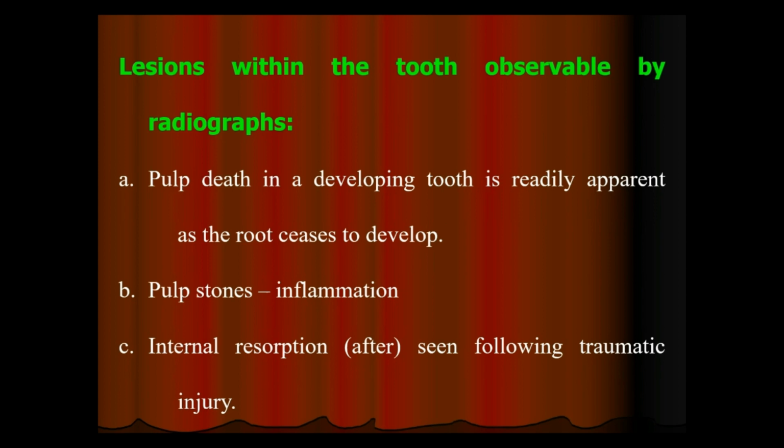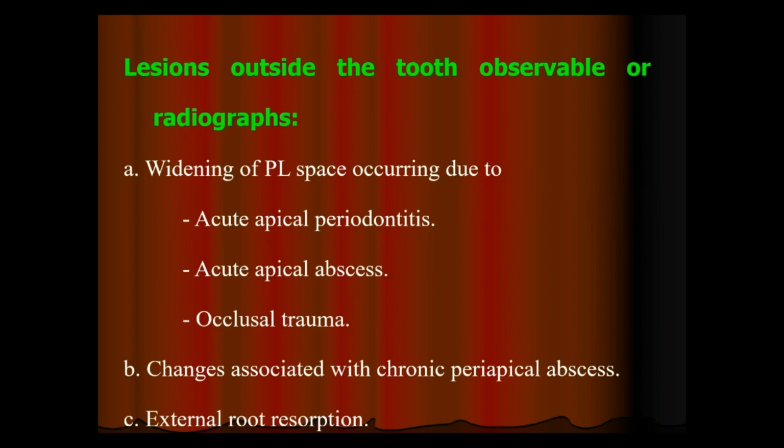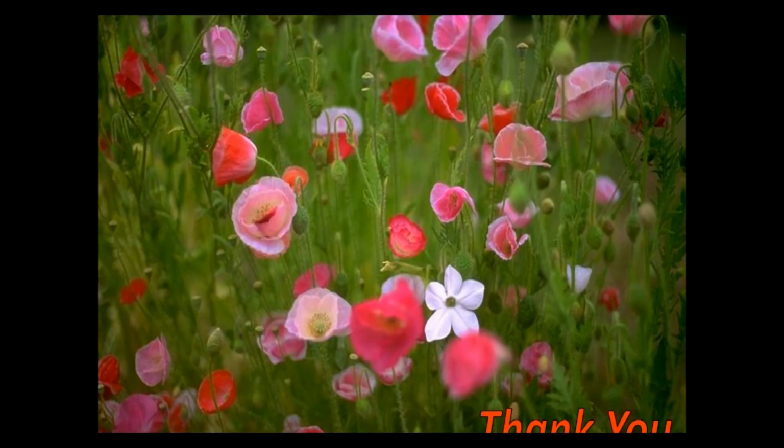Lesions within the tooth observed by radiographs. Pulp death in a developing tooth is readily apparent as the root ceases to develop. Pulp stones indicative of inflammation. Internal resorption seen following traumatic injury. Widening of periodontal space occurring due to acute apical periodontitis, acute apical abscess, occlusal trauma. Changes associated with the chronic periapical abscess and external root resorption.